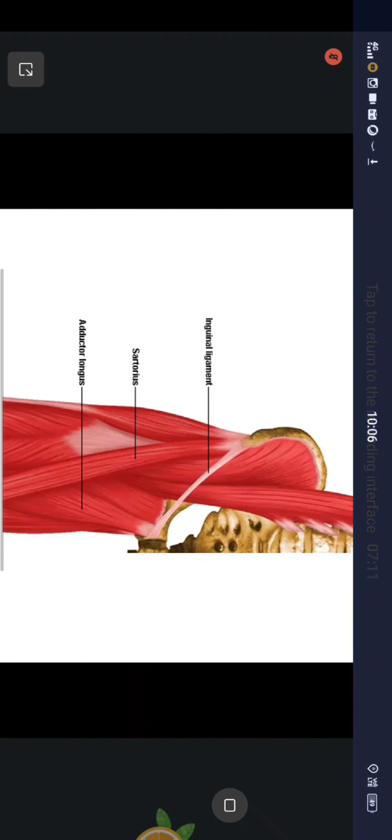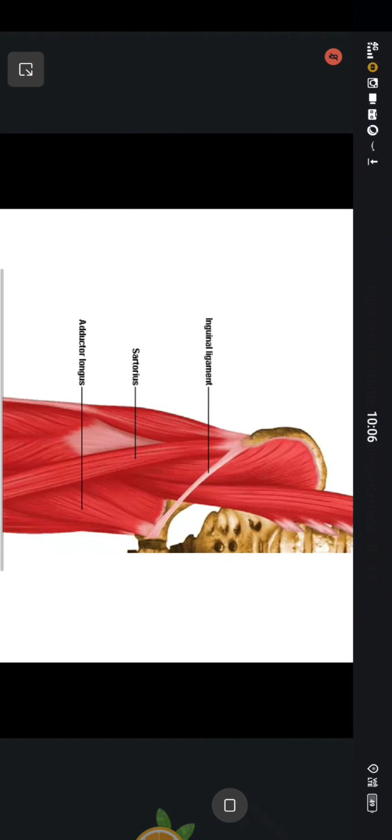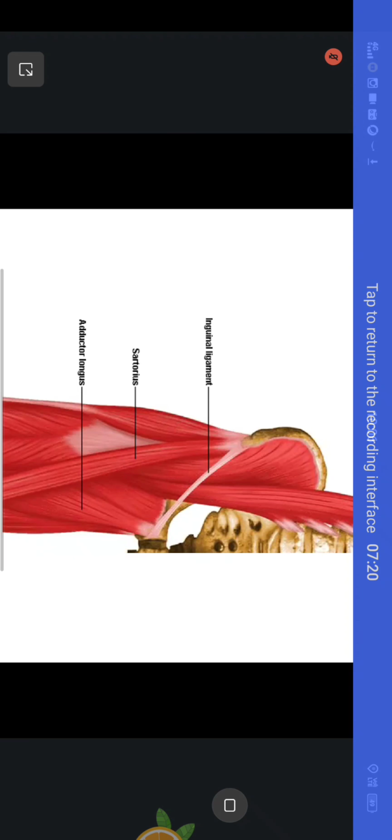So, again, how are the roof and floor of this femoral triangle formed? Anyone?